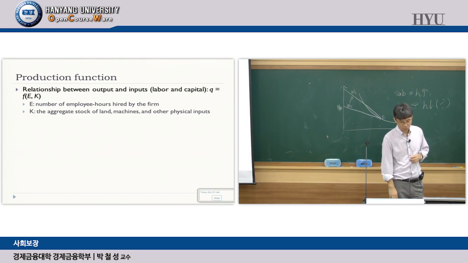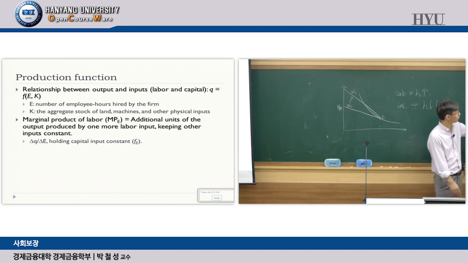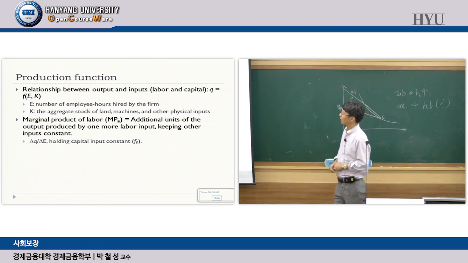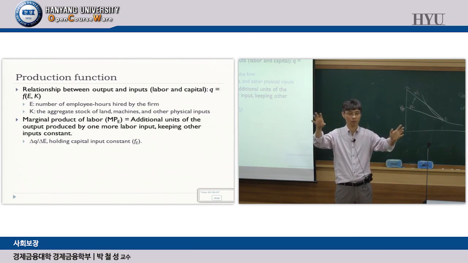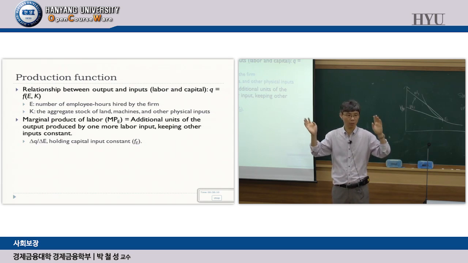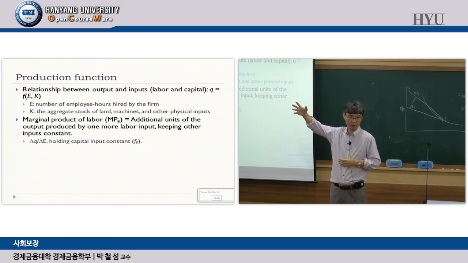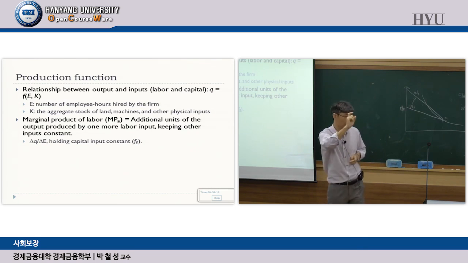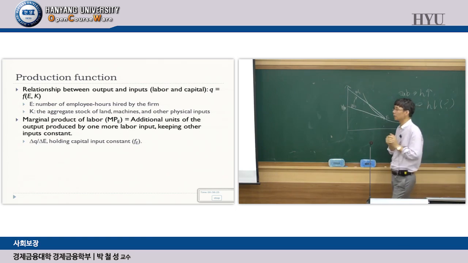Actually, I'm pretty sure that if you have taken a microeconomics course, you should have seen it during that course. So we can define the marginal product of labor: the additional units of output produced by one more labor input, keeping the other input, capital, constant. So we just think of a producer that if they put one more unit of labor into the production process, then their output is going to increase. That amount of increase, we call the marginal product of labor.